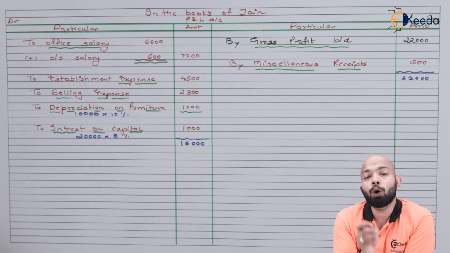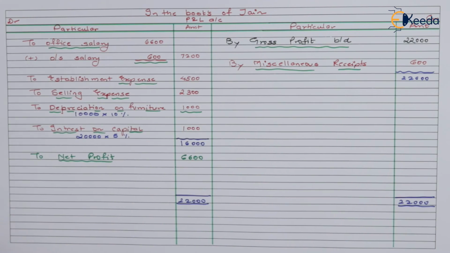Now we have to evaluate how much is the net profit. The difference between that will be the exact amount of net profit. So 22,000 has been mentioned as the final tally of profit and loss account. This net profit that we have figured out will be moved to preparation of balance sheet. So let's start with that.